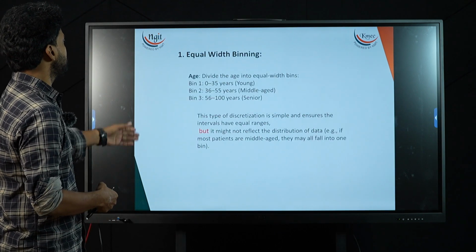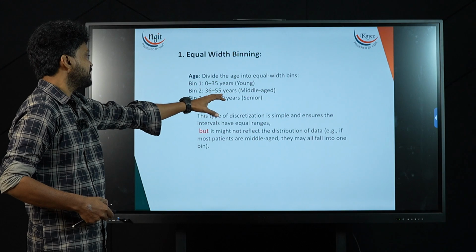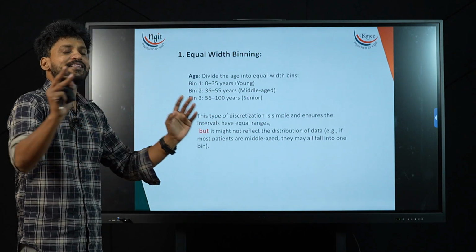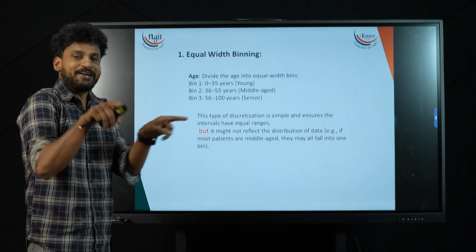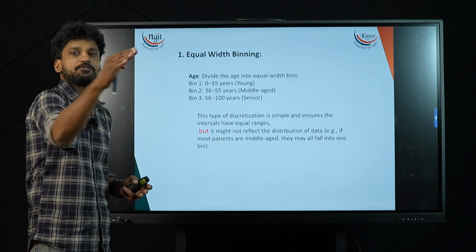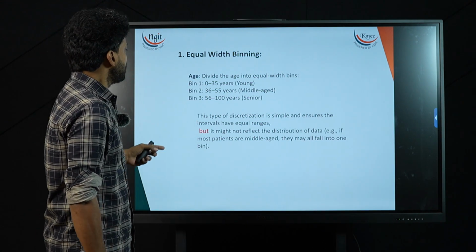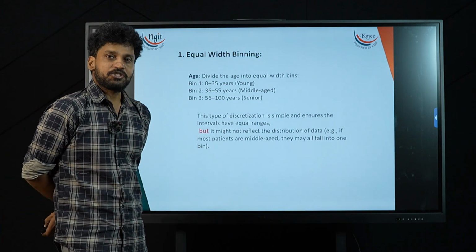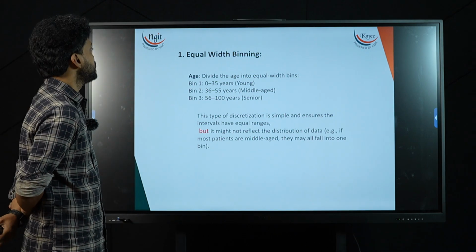Okay, now age gets divided into 0 to 35 young, 36 to 55 middle aged, and 56 to 100 years. So we'll be able to divide this age into only 3 groups. Rather than having different kinds of ages spread across an unrestricted domain, we have 3 bins into which age has actually been categorized. This type of discretization is simple but ensures that the intervals have equal ranges. This is the advantage. But there is one disadvantage with this equal width binning.